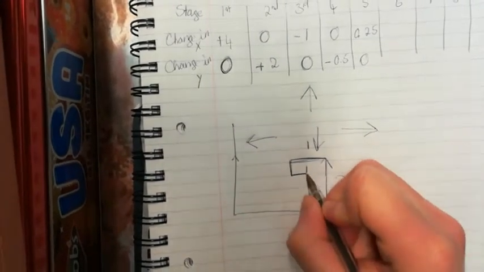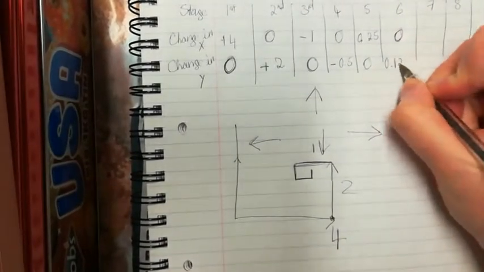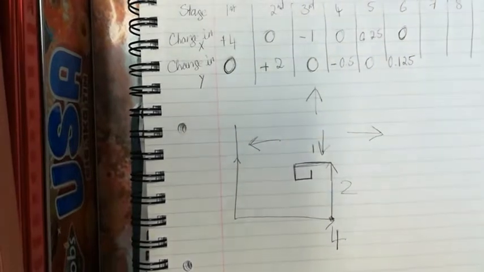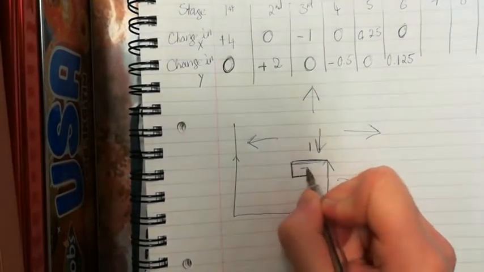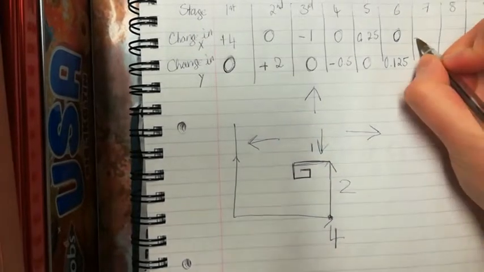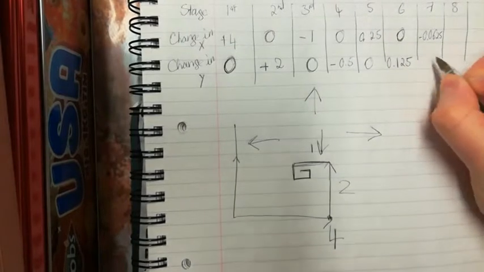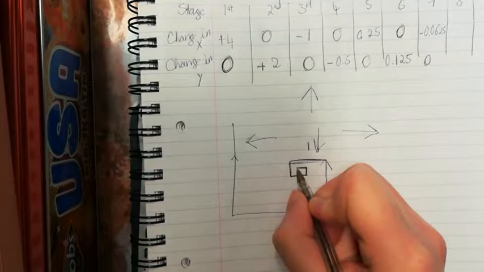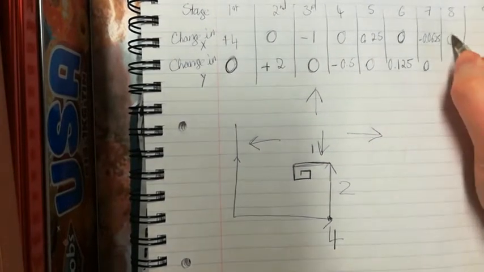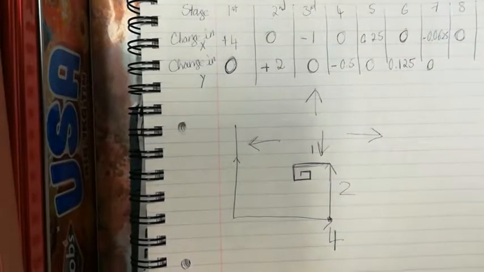The y is going to be going up in the positive direction, so the x doesn't move, and it'll be 0.125. And then in our next one, our x is going to be going in the negative direction. It's going to be minus 0.0625, and our y doesn't move. And then the next one, our y is going to go in the negative direction, so our x doesn't move. So it's going to be our 0.0625 divided by 2.